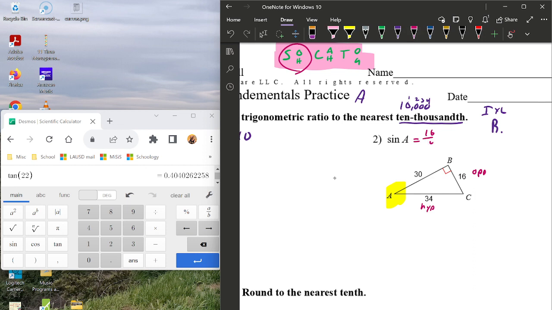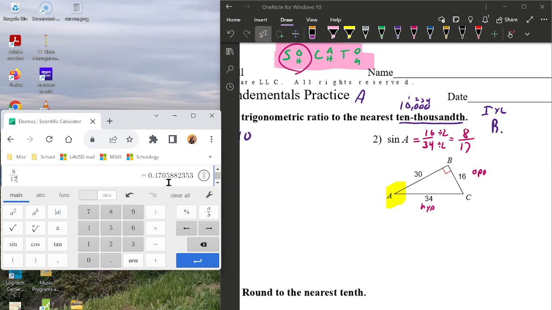But if you put this into IXL, you will actually get it wrong because this can be reduced. These are both even. You can reduce by 2. So IXL wants to see 8 over 17. Here they want 10,000ths, so I got to go to my calculator over here. And it's just 8 divided by 17.